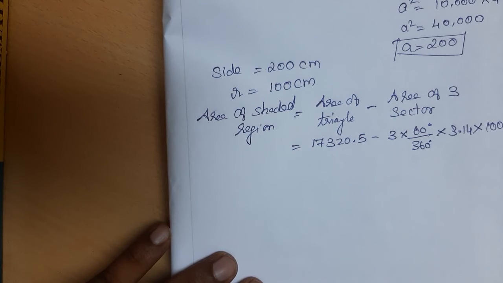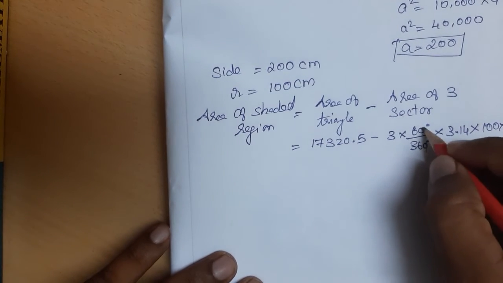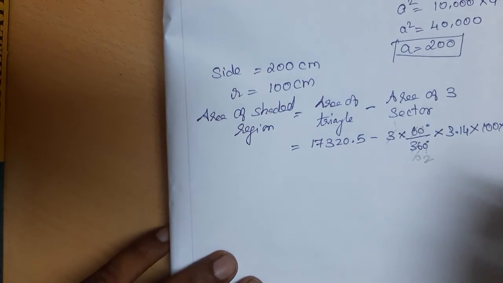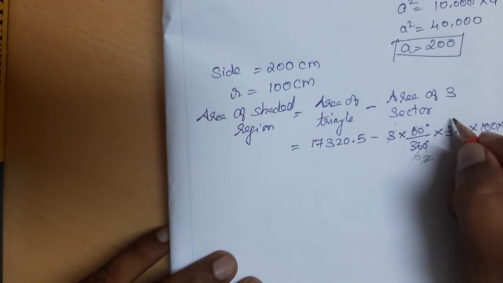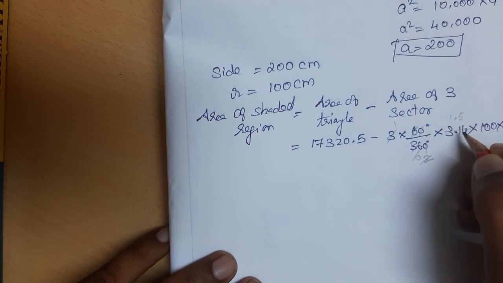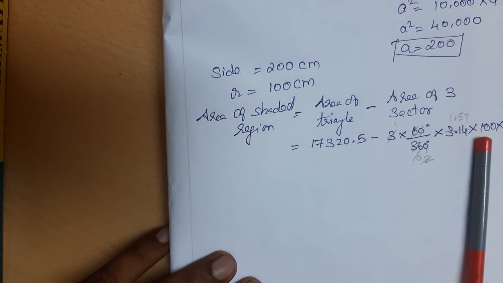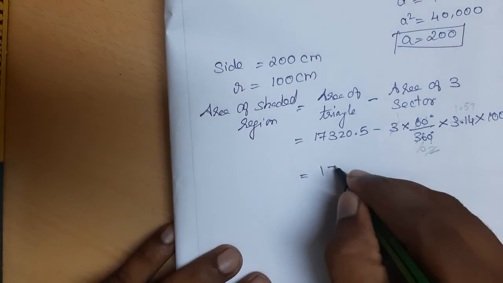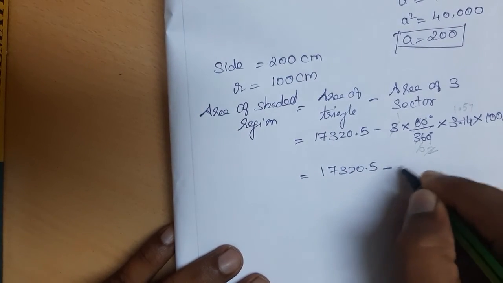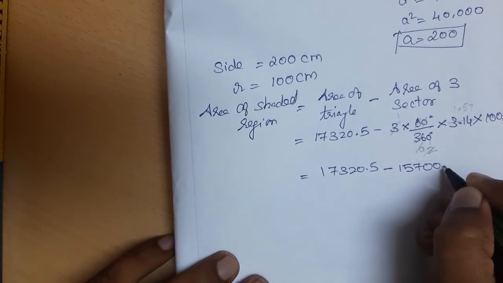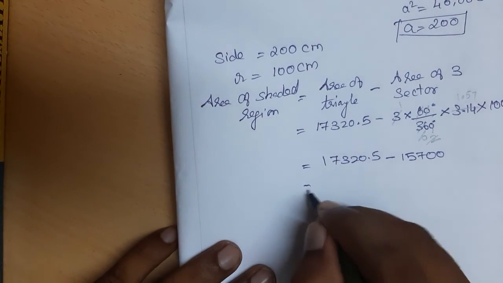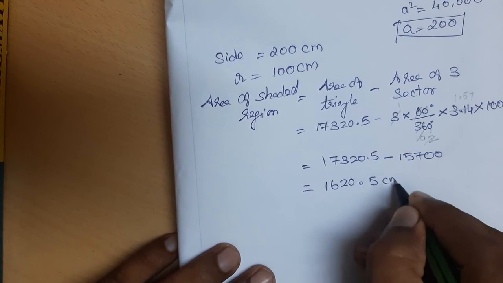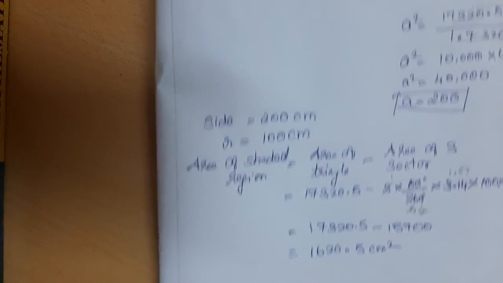So what are the possible things? We can cancel 6 times 2 times, there will be here, let me cancel this, 1.57. So 1.57 into 100 into 100, so 1 little decimal will go, then 15,700. So 17,320.5 minus 15,700. So if we subtract, we will be getting 1,620.5 centimeter square. Yes.